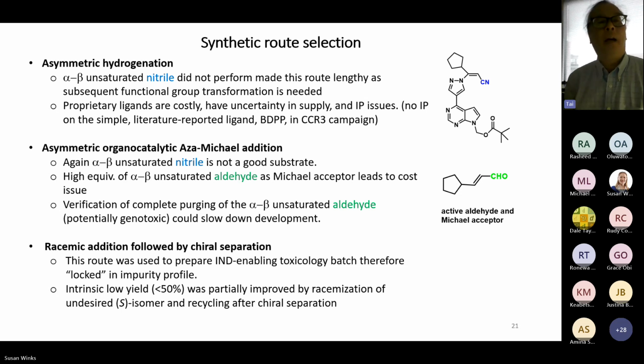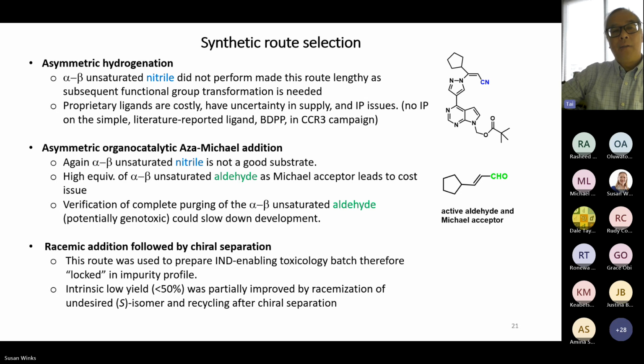So for the hydrogenation, unfortunately, the alpha beta unsaturated nitrile did not perform. So there are some functional group transformations needed later on, which makes it a little bit unattractive. The second point is actually a little bit more important: the ligands that are good are very costly, and they are also proprietary and have intellectual property issues that we have to deal with. So that actually caused us to move away from the asymmetric hydrogenation at the time.